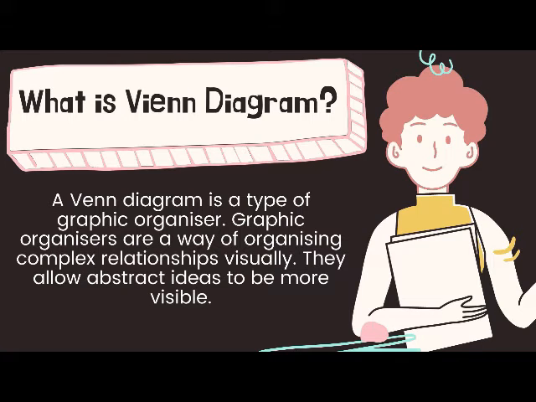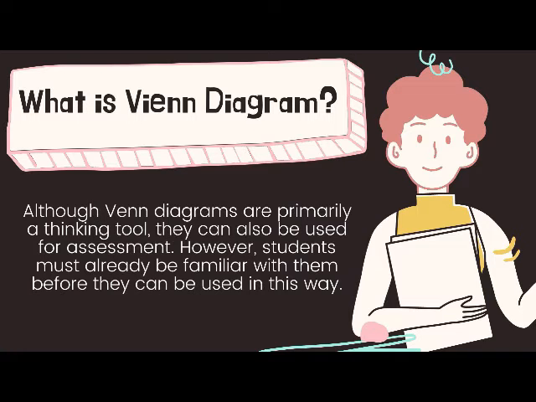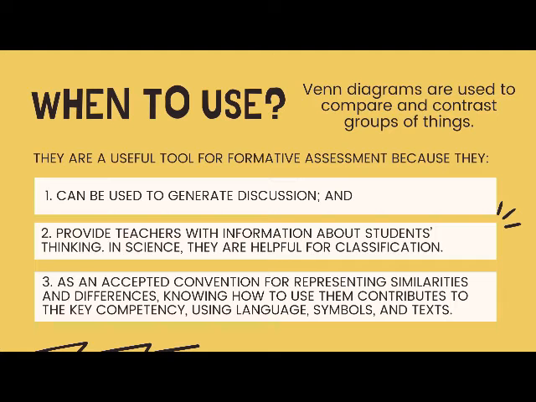Venn diagram. A Venn diagram is a type of graphic organizer. Graphic organizers are a way of organizing complex relationships visually. They allow abstract ideas to be more visible. Although Venn diagrams are primarily a thinking tool, they can also be used for assessment. However, students must already be familiar with them before they can be used in this way.